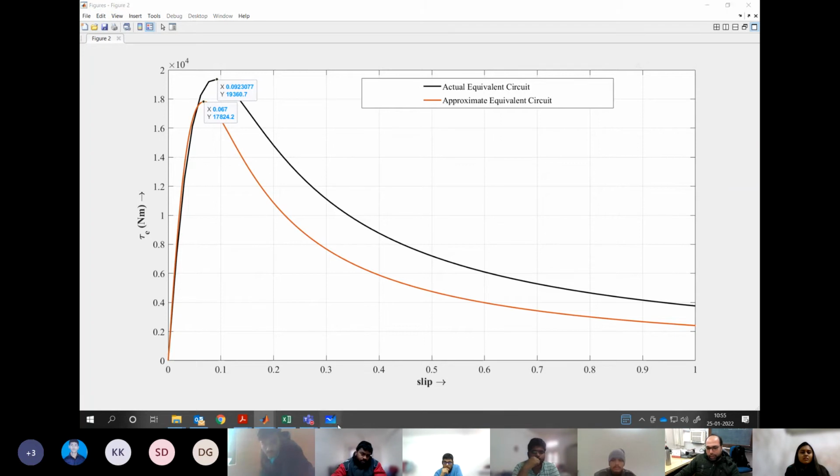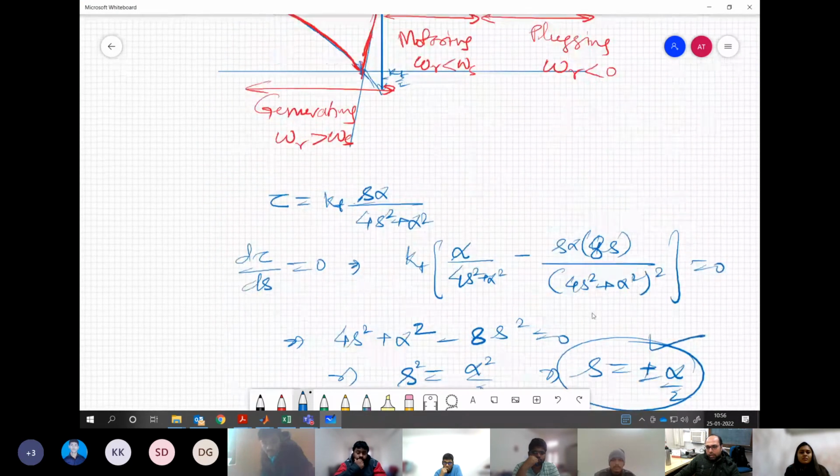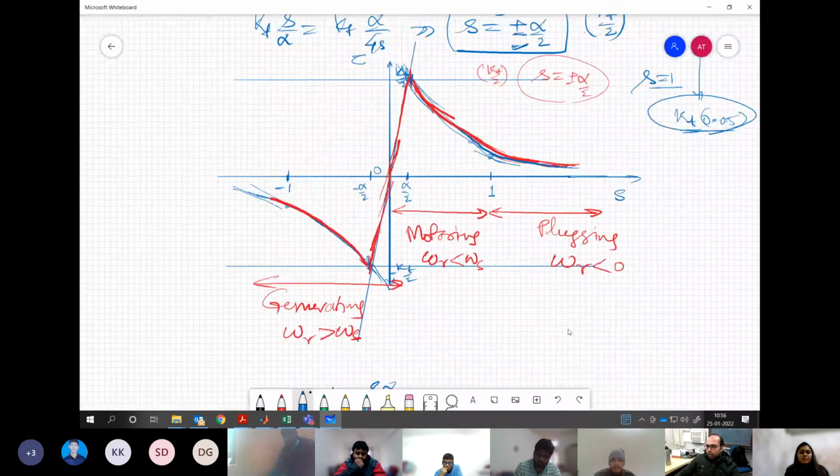So you can check with practical examples. Still, with this analysis, you can quickly tell how much maximum torque you are going to get and what is the slip at which you are going to get the maximum torque. Fine.